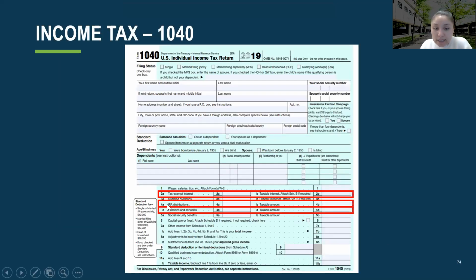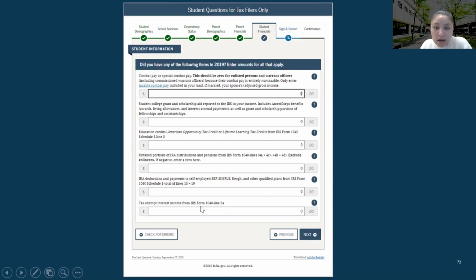So 4A, where it says IRA distributions, is located right here. If you have a total amount, you want to add it to 4B. And then you want to add 4C plus 4D and subtract that from one another. And you will enter that amount on a section where it says untaxed portions of IRA distributions and pensions from IRS form.